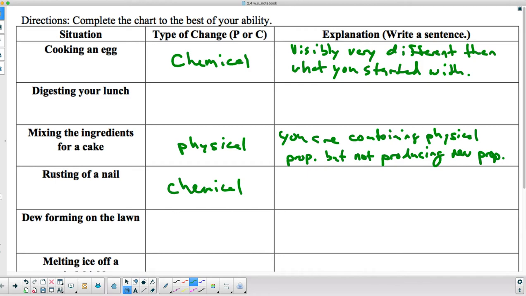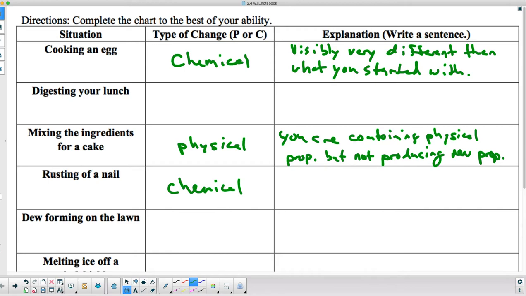Dew forming on the lawn. Dew is a result of water in the air condensing onto something that looks then wet. And we know that water, like in water vapor and then forming dew on a lawn, is a physical change. It's not changing its structure.